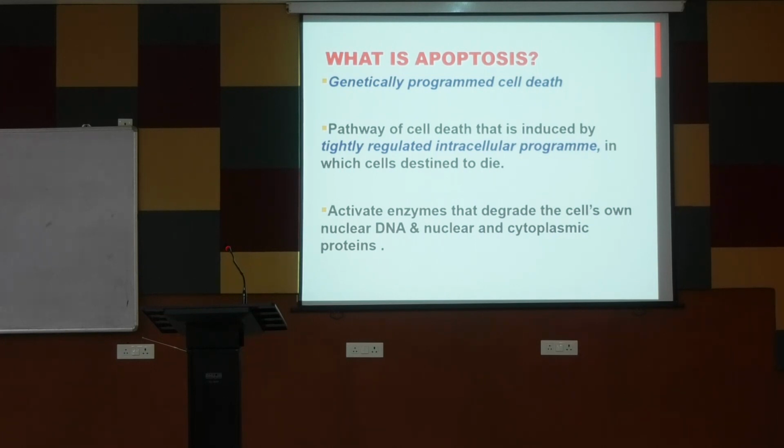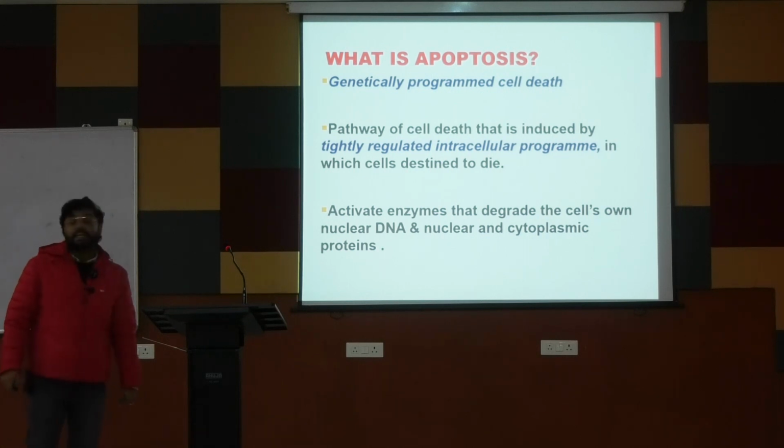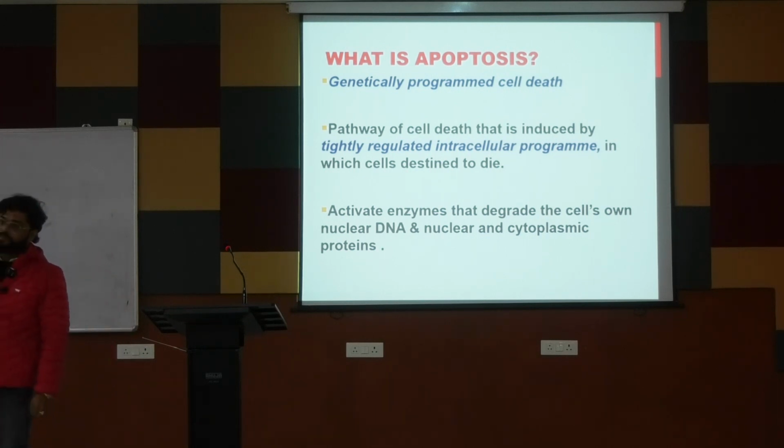Before going to the different mechanisms and the occasions where apoptosis occurs, we have to know what apoptosis is and its definition. By definition, apoptosis is genetically programmed cell death. This line is the totality of apoptosis. Basically, this line tells everything about apoptosis.